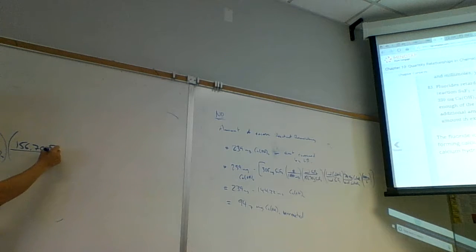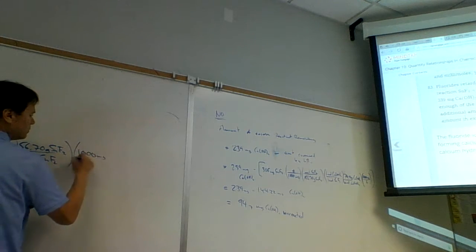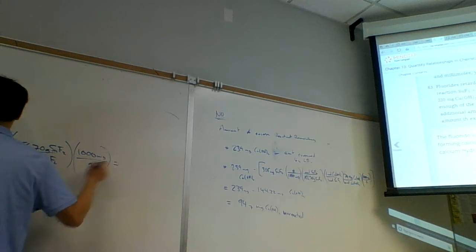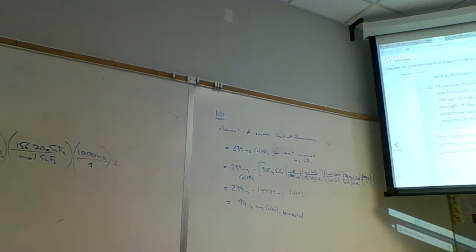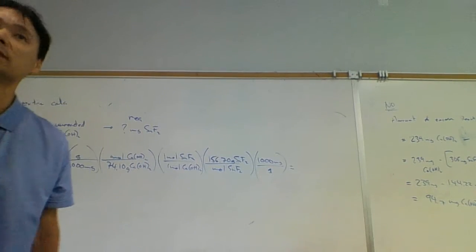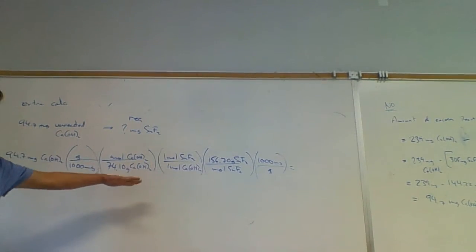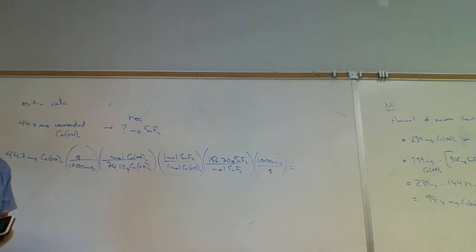156.70 grams of tin-2 fluoride per mole. Then we'll convert it into milligrams, 1,000 milligrams per gram. The reason I don't use the kilo or millimoles and all that other stuff is I keep the core the same. The core of this always looks the same: gram to mole conversion, mole to mole conversion, that type of thing. It's always the same.